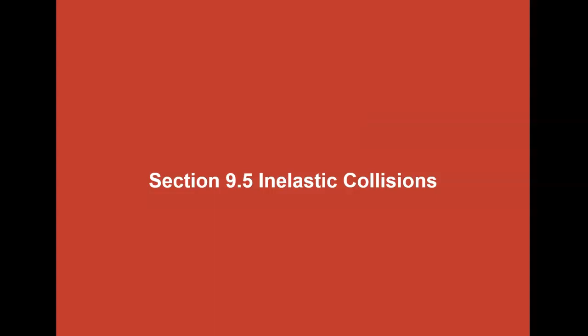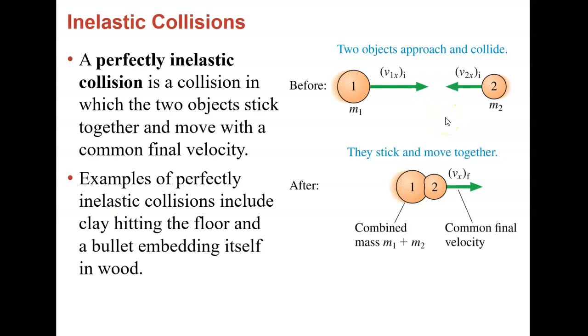Now we have to talk about something called an inelastic collision. In what's called a perfectly inelastic collision, the objects stick together and move at a common final velocity. Examples are something hitting the floor, or shooting a bullet or a little ball and it sticks itself into the wood. They stick together and move together as one. That's called a perfectly inelastic collision.